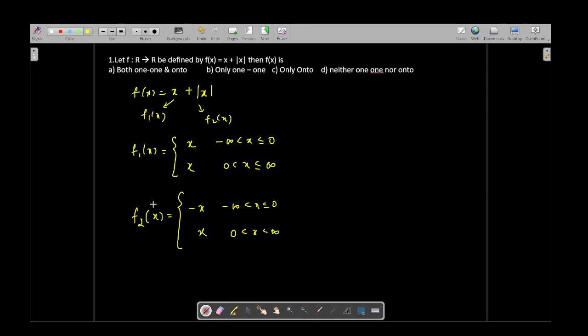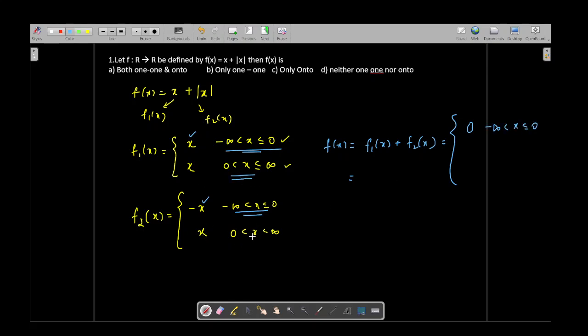So now it is easy to add these two functions. That's why I have defined f1 of x in the piecewise format. If I add these two, I'll get f of x. So f of x is actually f1 of x plus f2 of x. From minus infinity to 0 we have x here and minus x here, so x minus x is 0. From 0 to infinity we have x here and x here, so it is 2x. So this is my f of x.